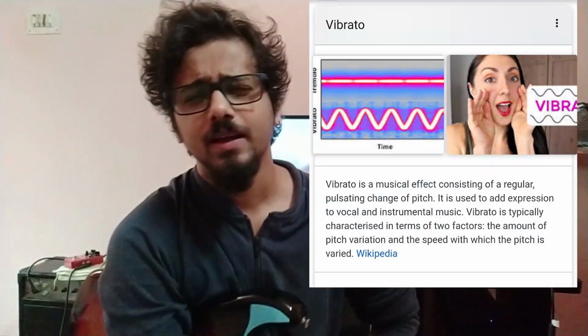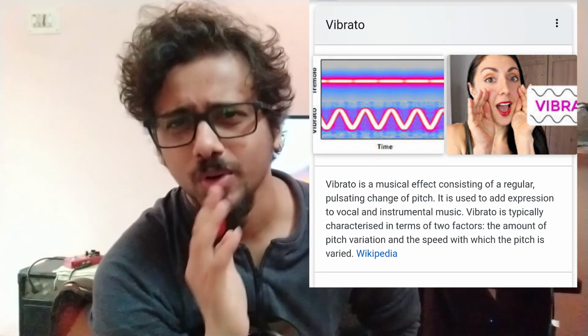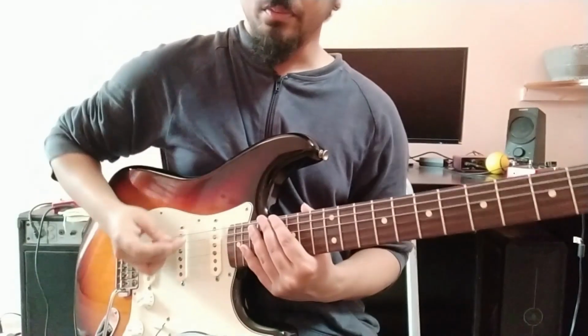So the first thing is, what is vibrato? It's an effect consisting of a regular pulsating change of pitch. And guys, you have to keep two things in mind. One is the amount of pitch variation you want to do, and the other is the speed with which the pitch is varied. In easier words, the intonation and the rate of the vibrato, what kind of vibrato you prefer, slow or fast.